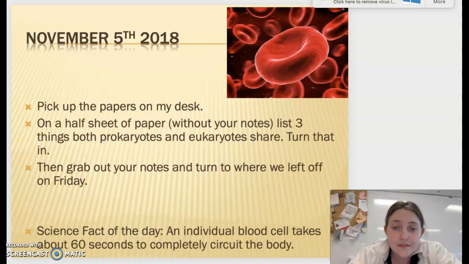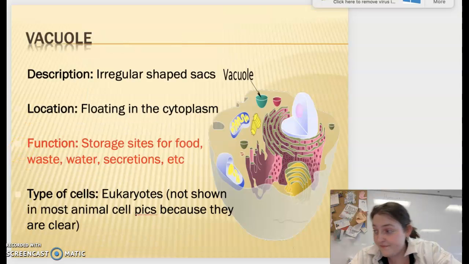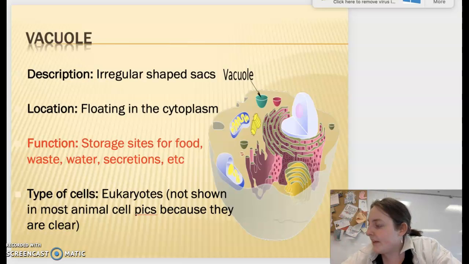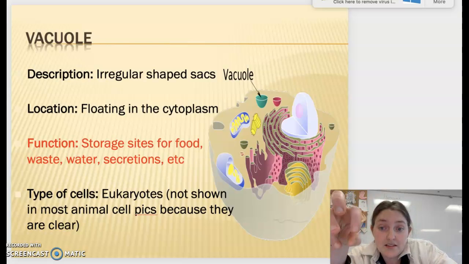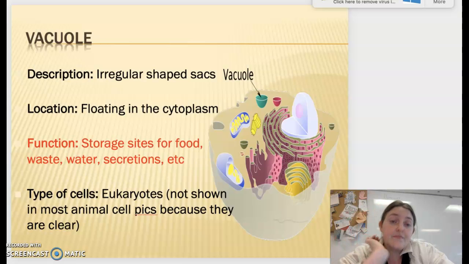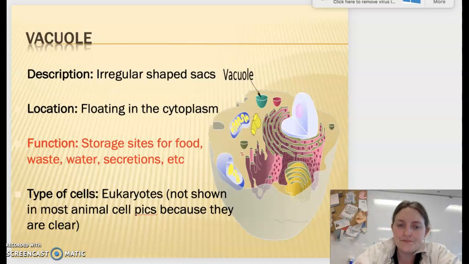So, vacuoles. And I jumped ahead because that was an in-between slide, so I'm not worried about that one so much. Vacuoles are little tiny storage sacs floating in the cytoplasm. We usually keep food, waste, secretions, broken bits until they're ready to digest, or shipping material in those. They're strictly eukaryotic, but we usually don't show them in animal pictures because they're relatively clear. They're hard to see, so we're not usually showing a vacuole.